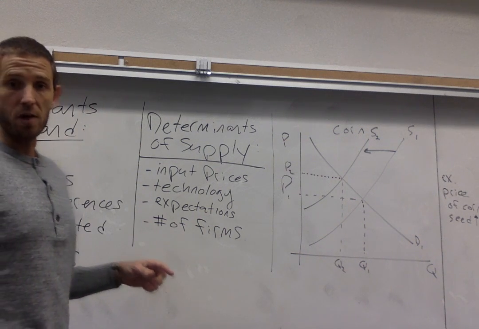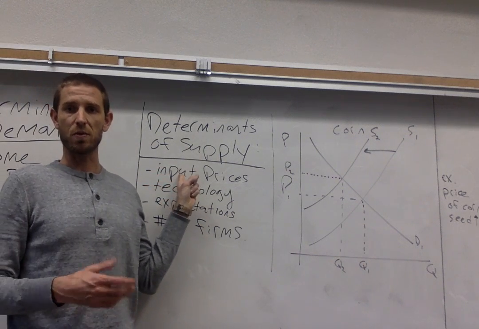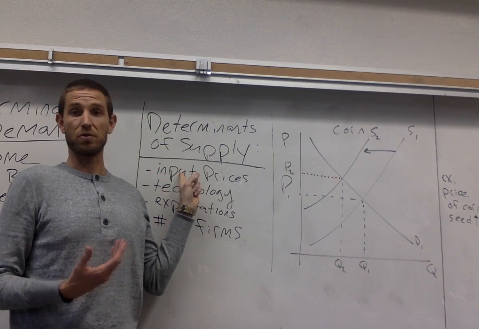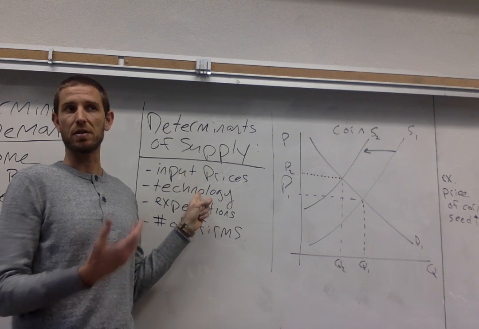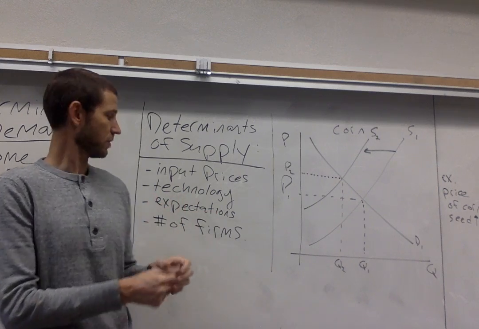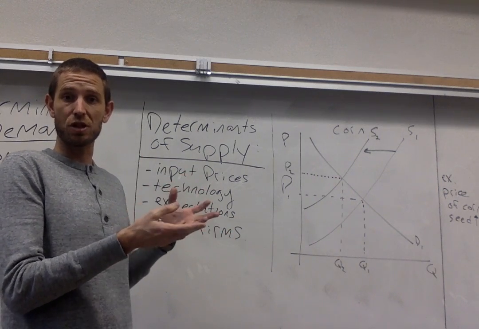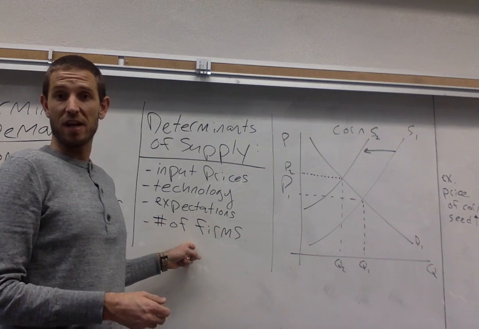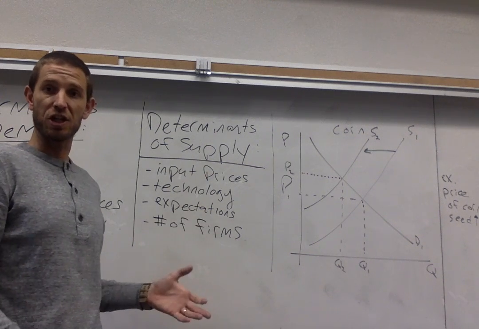Supply determinants are input prices. So these are the costs associated with all the things that you need to produce the good. Technology, that's measuring the production process and something about the way that your good is being produced. Expectations, that's what people think is going to happen to the price in the future. And then number of sellers, number of firms. All right, so when these things change, you've got to shift the supply curve.